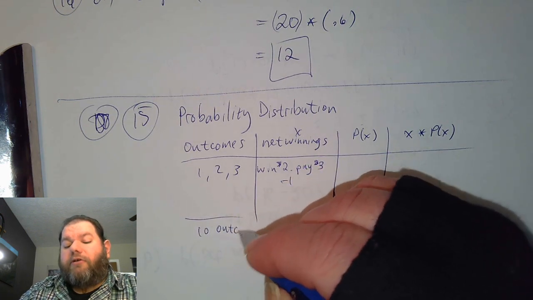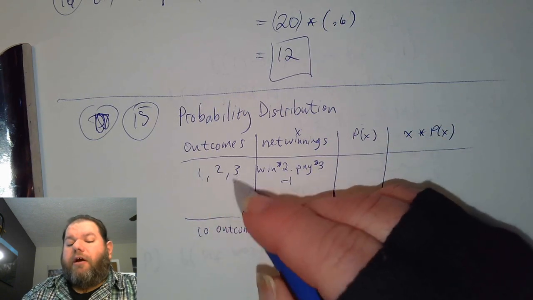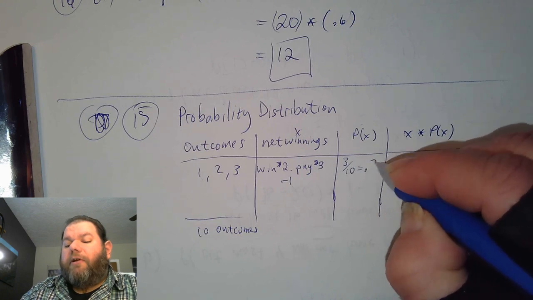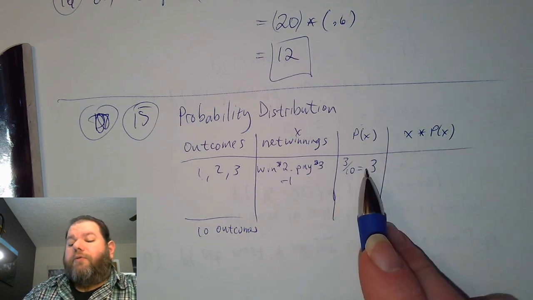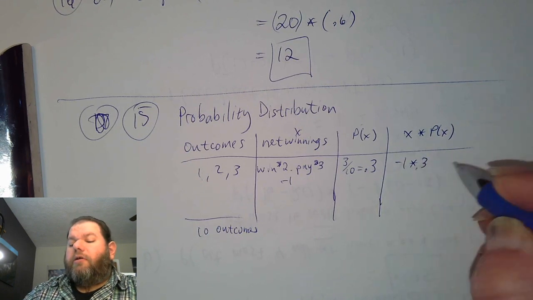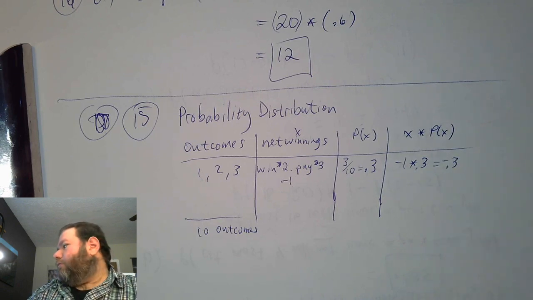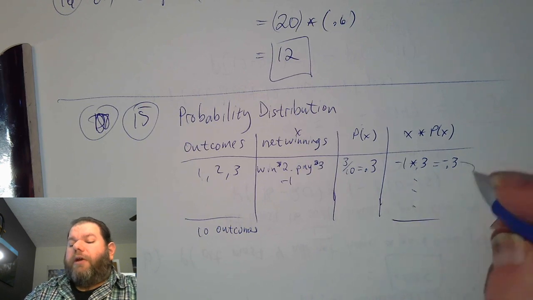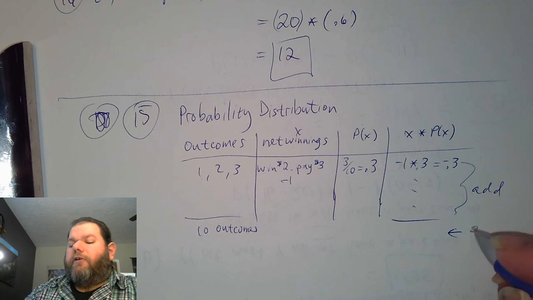Now we know there's 10 outcomes total, and so that's 3 of the 10 outcomes, so 3 out of 10 means our probability of that happening is 0.3, and then we just multiply -1 times 0.3, and that gives us -0.3. Once we fill out this last column, we add these up, and the result is our expected value.